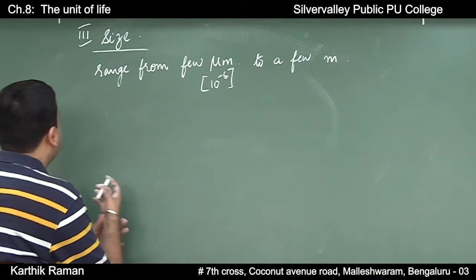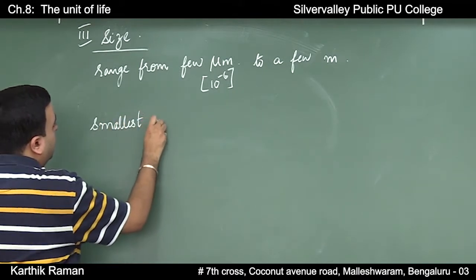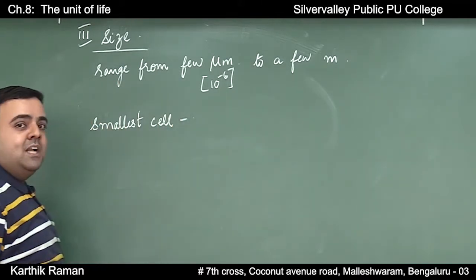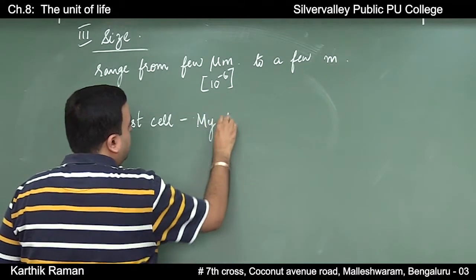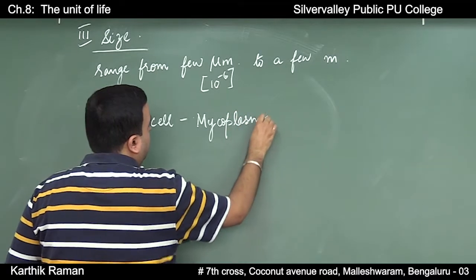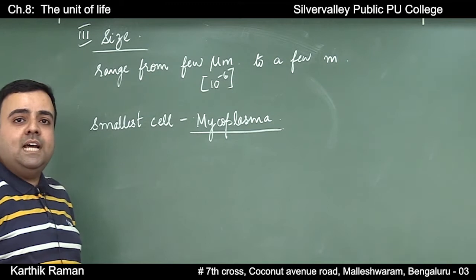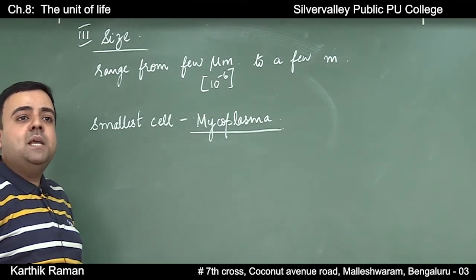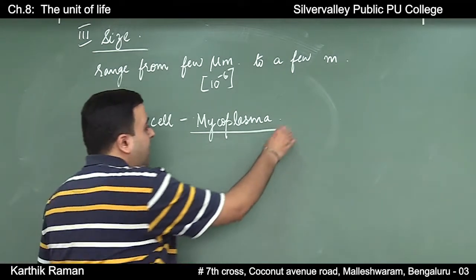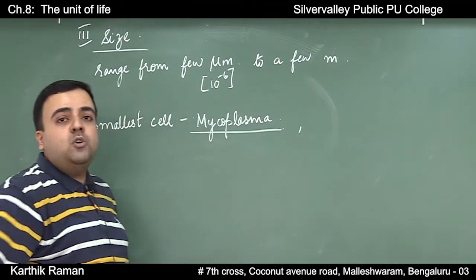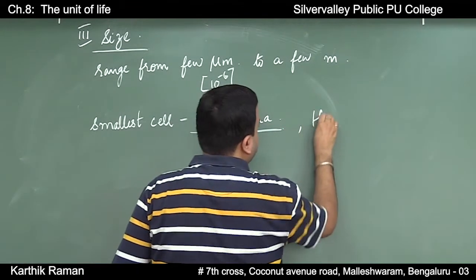Now let us see certain examples. What could be the smallest cell? The smallest cell is mycoplasma. It belongs to the pleuropneumonia-like organisms, or what we call PPLO. Now, coming to the humans, what could be the smallest cell in the human? That is the human sperm cell.